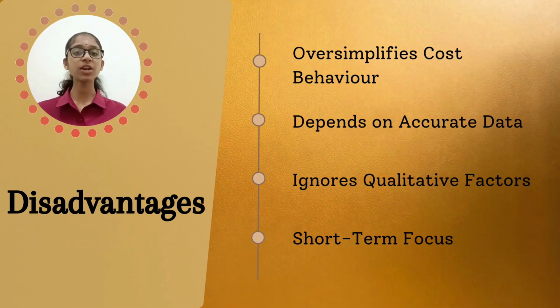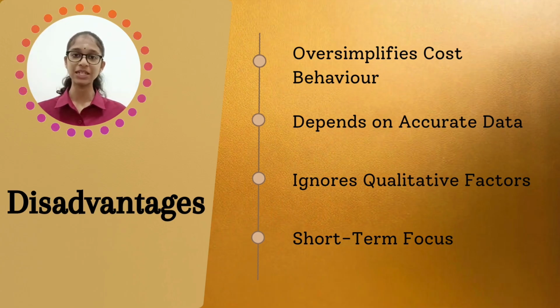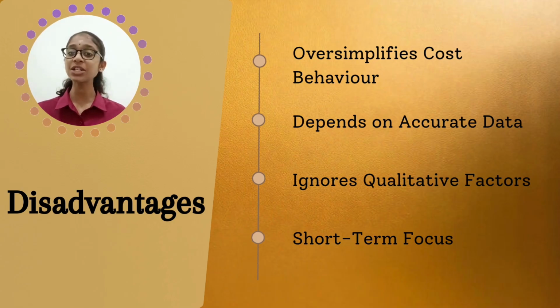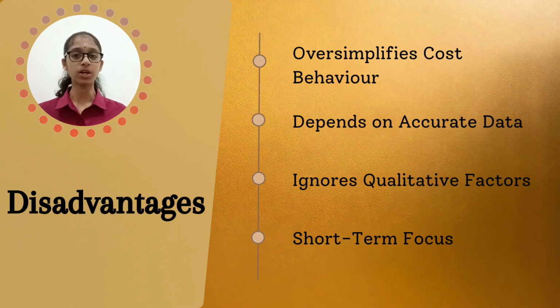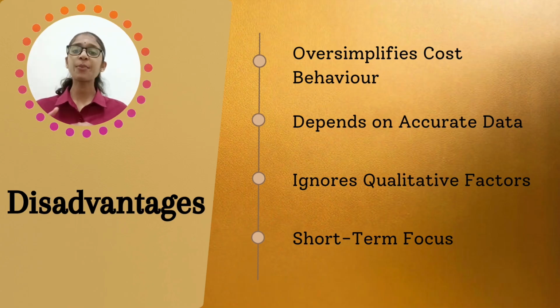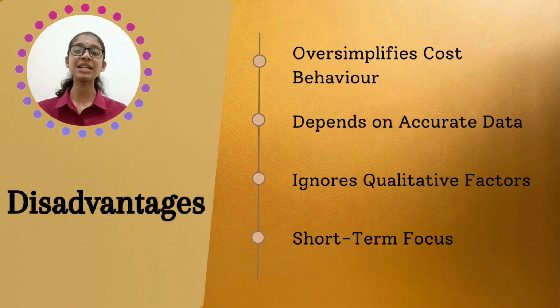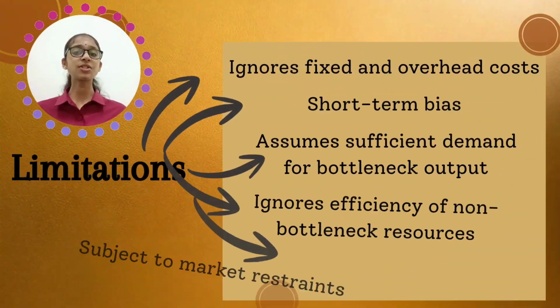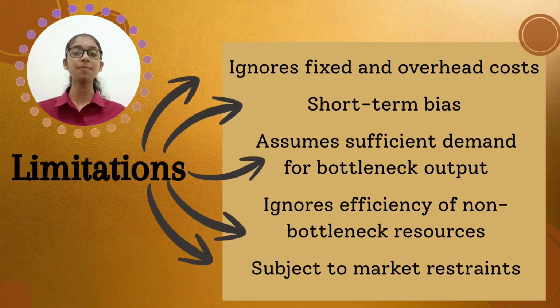Moreover, TPAR mainly focuses on short-term operational performance. It may overlook long-term strategic considerations such as customer relationships, market expansion, product quality, and innovation. A product with a lower TPAR might still be strategically important for the future success of the company. There are also several limitations associated with TPAR.